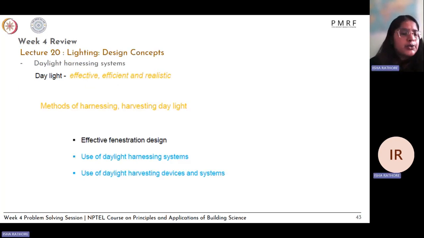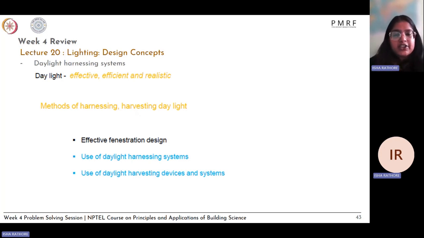Now moving on to lecture 20, where we look at lighting design concepts and how to include daylighting into your building design. So you need to ensure the effective, efficient, and realistic usage of daylight in terms of methods of harnessing it and harvesting daylight into your building and bringing it inside. So there are basically 3 measures through which you can do that.